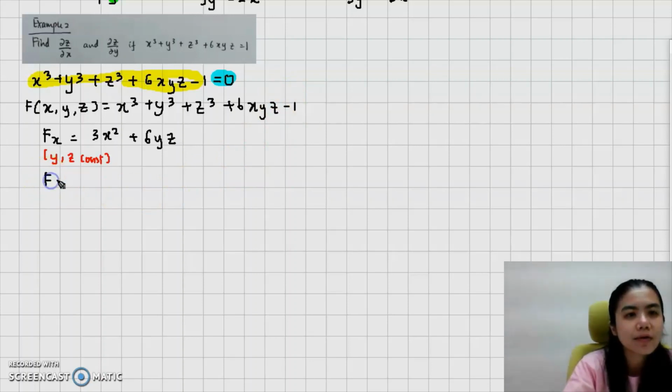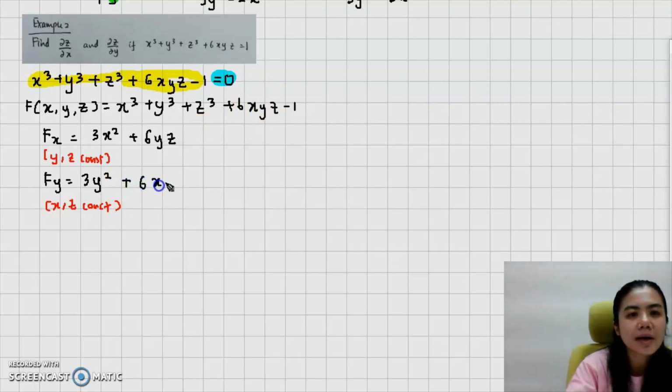You have fy. If you're talking about fy, you're treating x and z as constant. Just refer back to this. If this is constant, there's 0. This one we're going to differentiate, so we have 3y squared. This one is a constant, so it will be 0. And we differentiate y, with these two constant, so you will have 2xz. And this is 0.